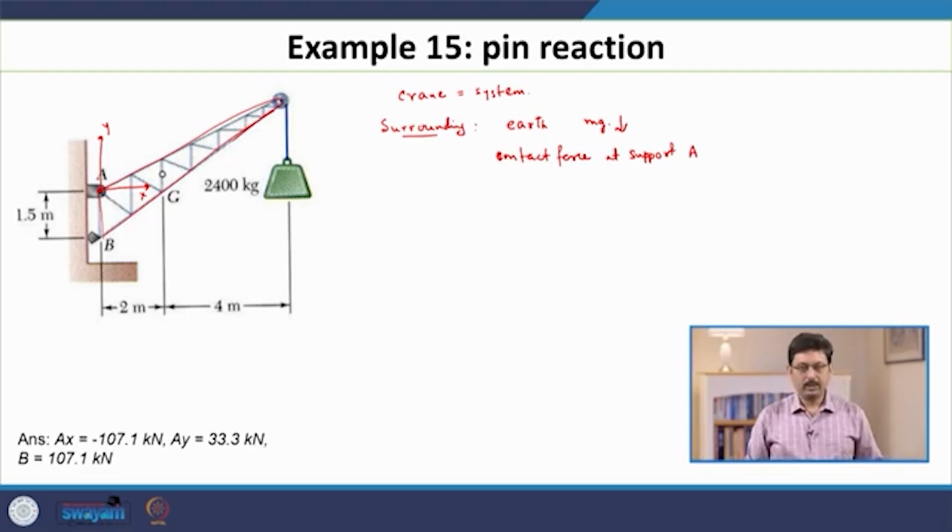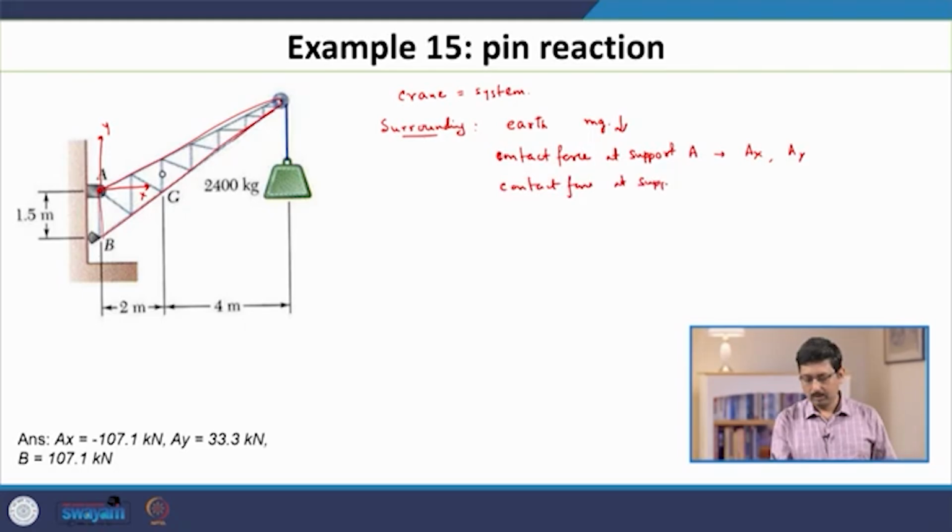Now, this contact force at A, because of the type of the joint, the joint is fixed. So, in general we do not know the direction of the contact force. It has two unknown components, Ax and Ay. Now, the other external force is the contact force at support B. This is a rocker type joint, so it cannot support a vertical force and it will start to move if you apply a vertical force. That means the only force that is possible is Bx.